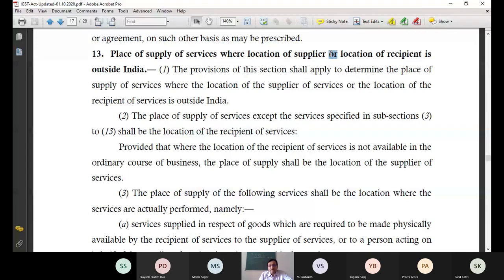When both are outside India, then the Indian government has no role to charge GST in that case. That is why if both are outside India, then we will not determine the rules of place of supply.